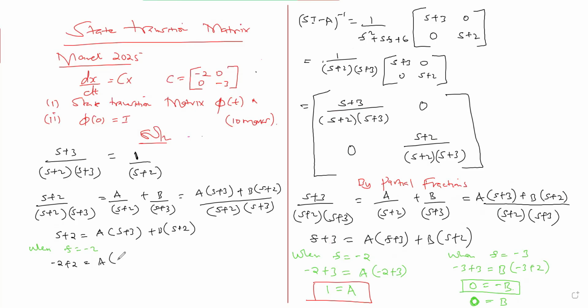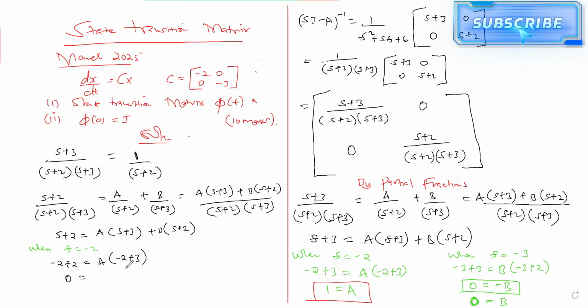a into bracket negative 2 plus 3, si ndio? What is negative 2 plus 2? 0. Then this side negative 2 plus 3? 1, si ndio? 1 times a nakupatia a, si ndio? It gives you a.